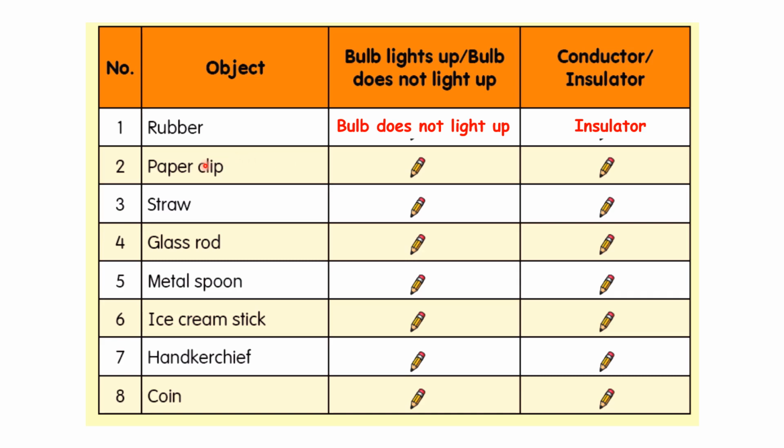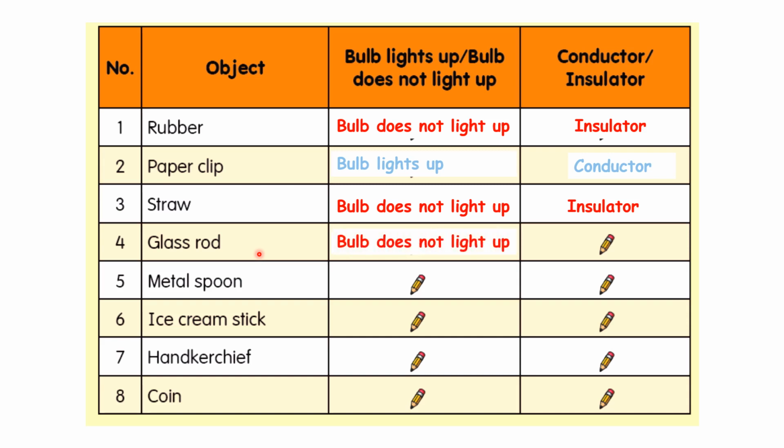Okay, number 2, paper clip. Paper clip is made from a metal and the bulb lights up. So this is a conductor. Okay, straw. Penyedut minuman. So the bulb does not light up and this is an insulator. And then glass rod, the same material as the glass that I test. So the bulb does not light up and this is an insulator.